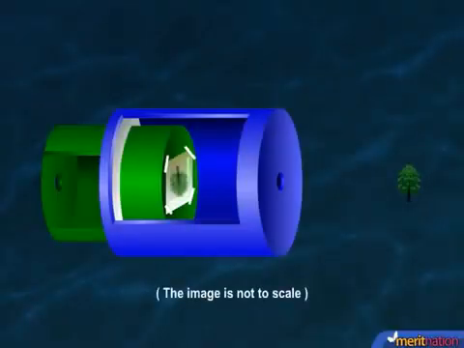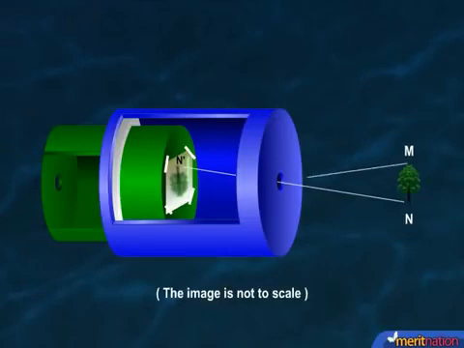Let's look at this diagram. The tree is, say, MN. M is the topmost point, N is the bottommost point. The light rays coming from the bottom of the tree, that is N, pass through the small hole and strike the screen at the top of the axis, N dash. Can you see that? And the light rays coming from the top of the tree, that is M, strike at the bottom of the axis, that is M dash.